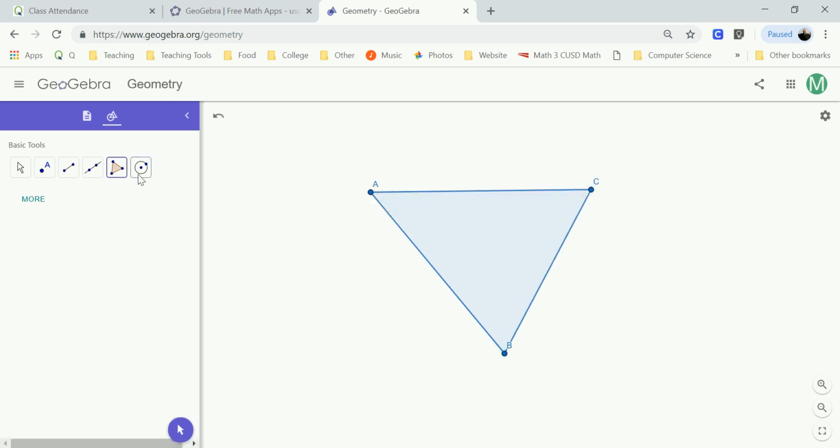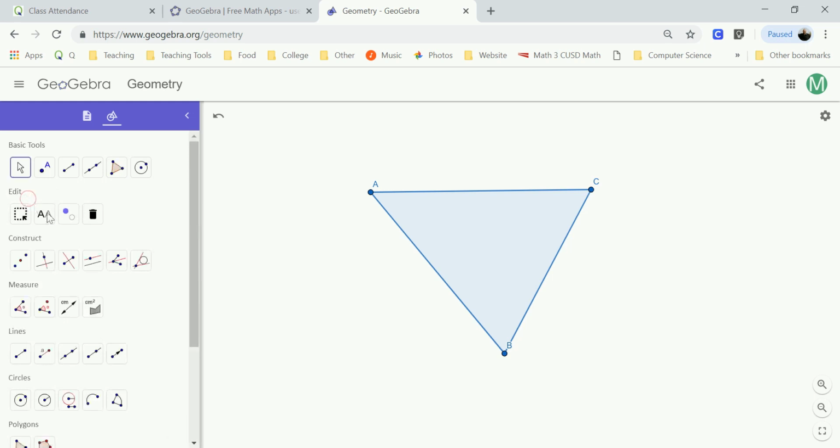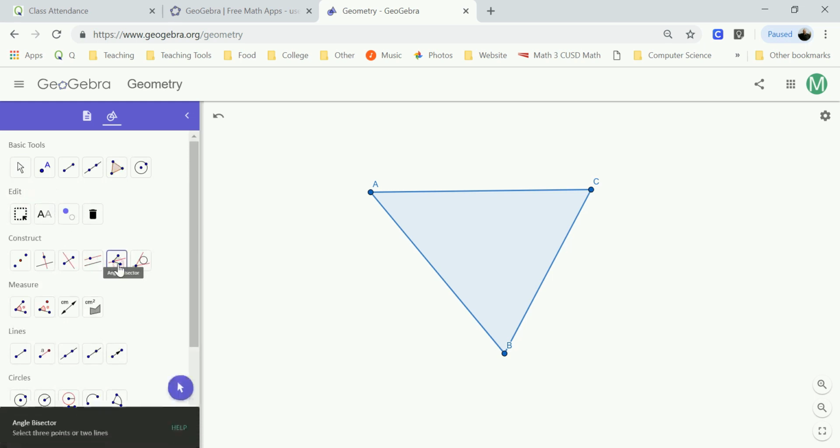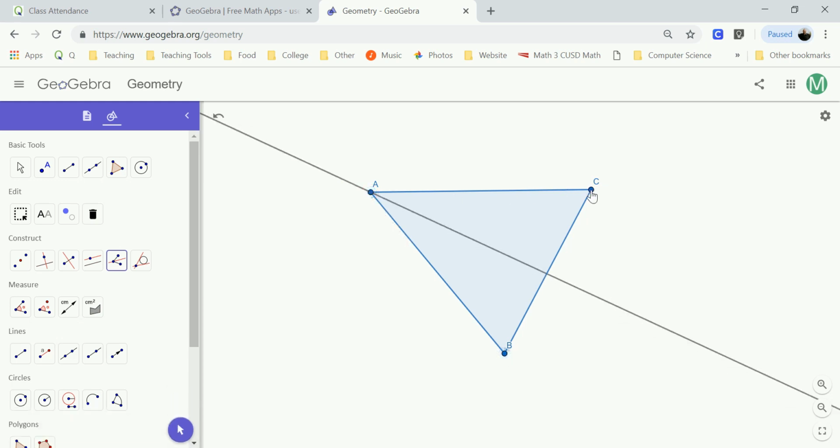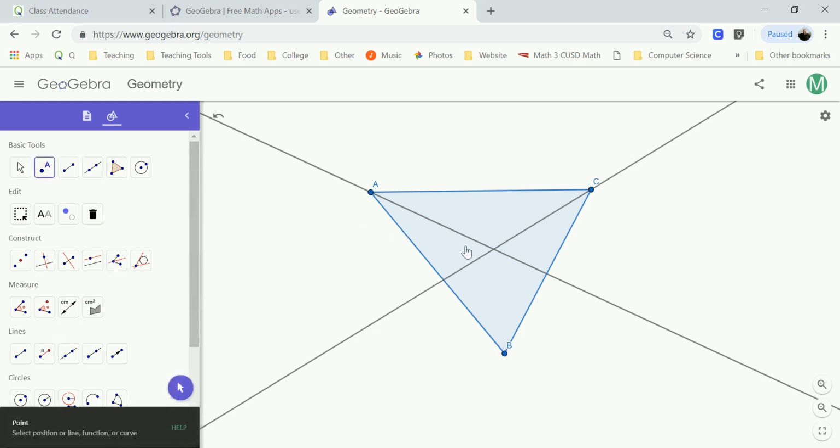And I'm going to construct the angle bisector. So here's one of them. But instead of just doing one angle bisector, I'm going to bisect another angle as well. So I'm going to bisect angle C. And we're going to look at the point where these angle bisectors intersect, or where they cross. That point's going to have a special name. In this case, we call this point the incenter.